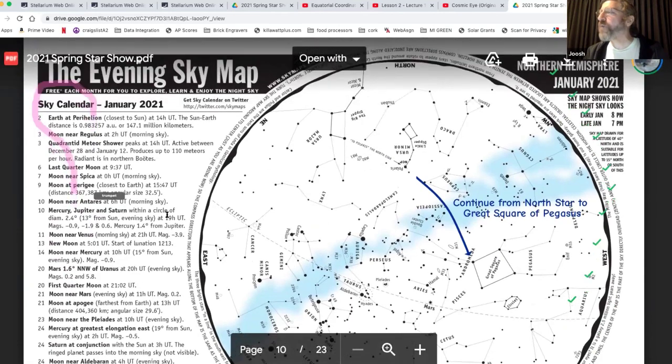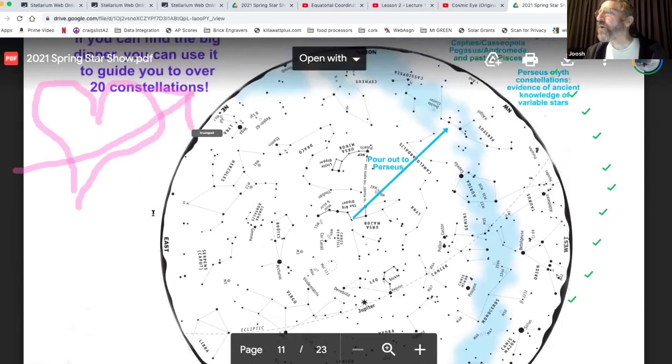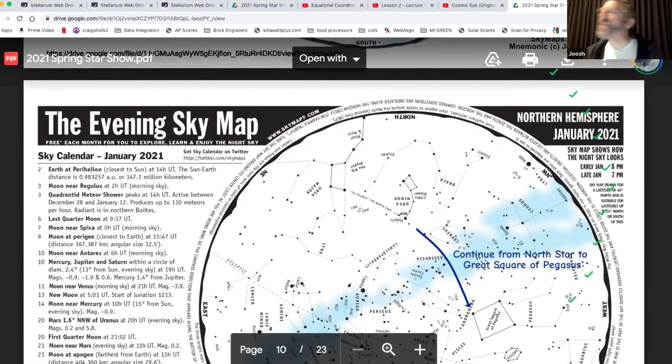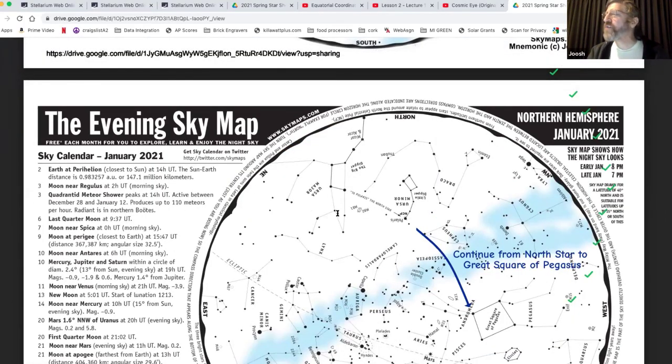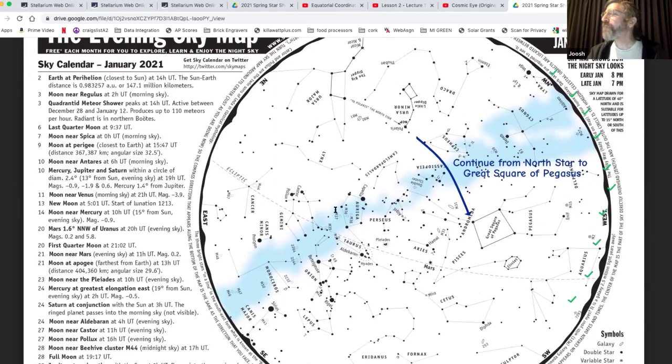By the way, just to give credit for this, I got this map right here from skymaps.com. You can get all these. And the advantage of these kinds of maps is they show you what planets and other cool things are up and visible in the night sky.